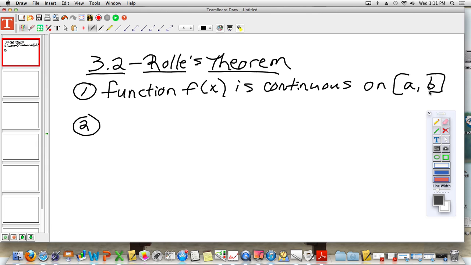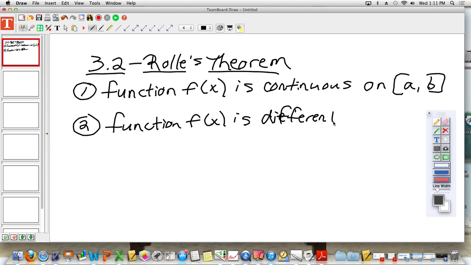It has to be continuous. It might not be continuous everywhere, but as long as it's continuous over the interval, you're okay. The second thing that has to exist is that the function f of x is differentiable. What does that mean? You can find the derivative. So you have to be able to find the derivative of it. If you can't find the derivative of it, then you can't do this.